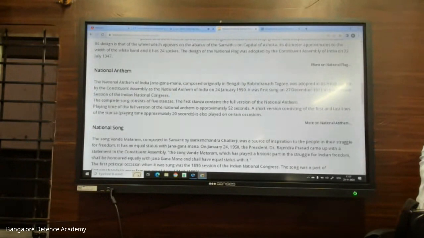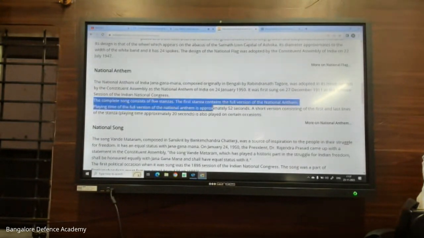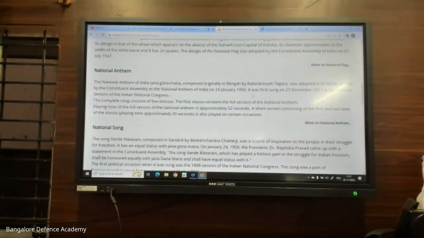So have you written where it was first sung? Okay, eyes on the screen now. Look at this blue highlighted line. The complete song consists of five stanzas. How many stanzas? The first stanza contains the full version of the national anthem. The playing time of the full version of the national anthem is approximately how many seconds? 52 seconds. So write down, 52 seconds is the time duration of the national anthem.